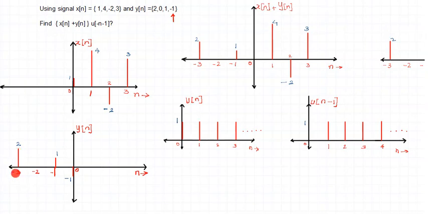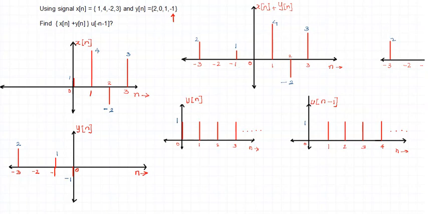At -3, the sample remains at 2 because there is no sample in xn. No sample means the magnitude is 0. So 2 plus 0, the magnitude remains 2. At -2, there is a 0 here, there is also a 0 here, so the resultant addition at -2 has a magnitude 0. At -1, there is a sample of 1. There is no sample here, so the magnitude remains 1.